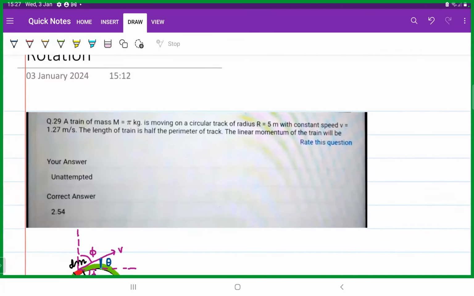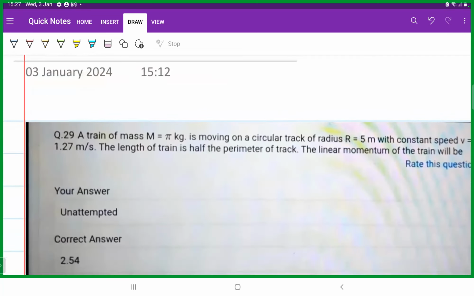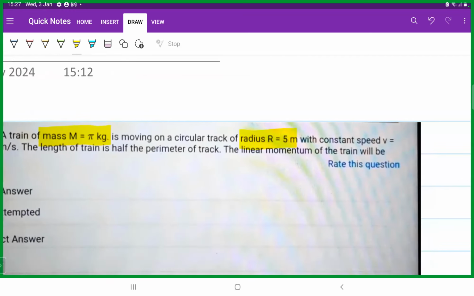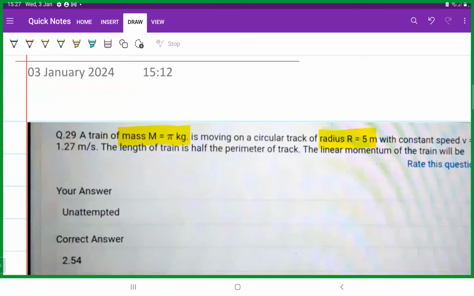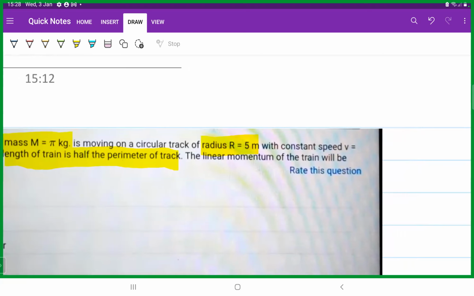Hello everyone. So we have a good question from the chapter of Newton's law of motion. I'll quickly go through the question. It says that a train of mass pi kg is moving on a circular track of radius 5 meters, and the speed with which it is moving is also constant. It is equal to 1.27 meters per second, and the length of the train is half the perimeter of the track. After all this information has been given, we have to find the linear momentum of the train.